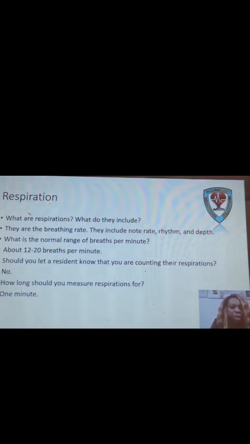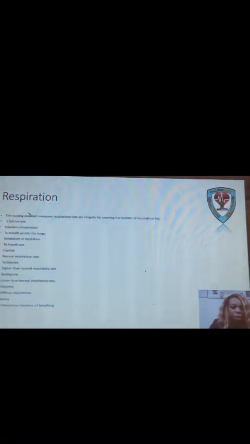The respirations are the breathing rate, and you want to be noting the rate, the rhythm, and the depth of the person's breathing. A normal range for respirations is 12 to 20. You shouldn't let the resident know that you're counting their respirations if possible, because some residents will hold their breath if they know that you're counting. You should measure respirations for at least 1 minute.